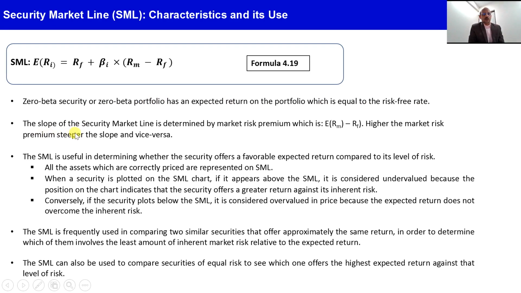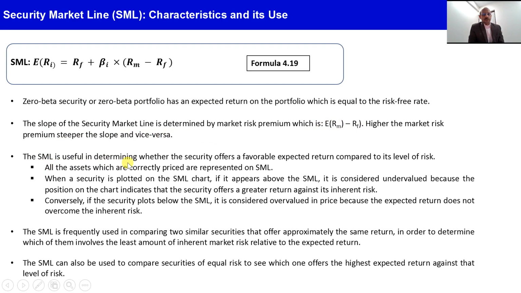The second observation we can draw from this is that the slope of the security market line is determined by the market risk premium, which, as we said, is RM minus RF. The higher the market risk premium, the steeper the slope of the SML will be, and vice versa.